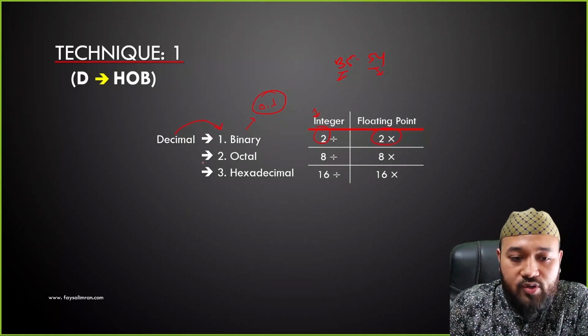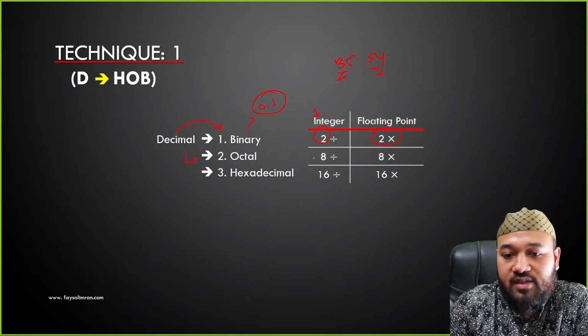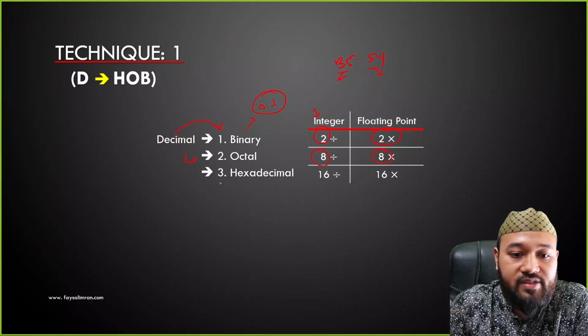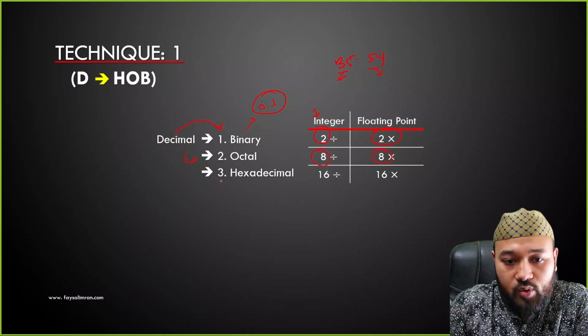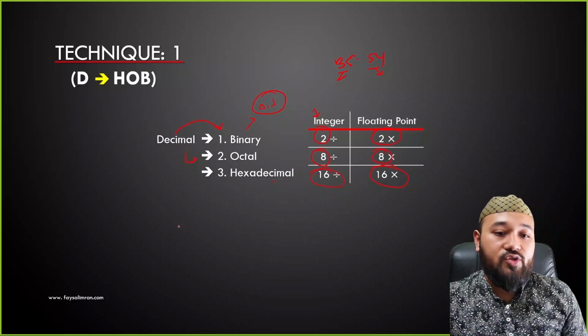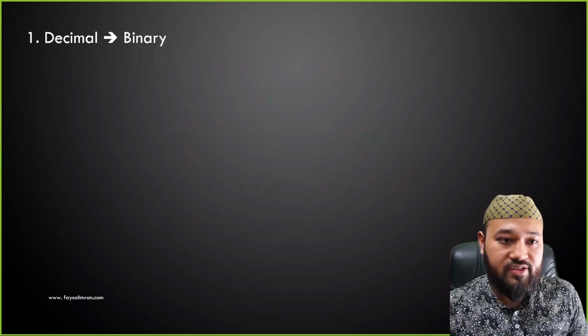Also, when we convert decimal to octal, we have to divide by 8 and multiply the floating part by 8. Also, when we convert to hexadecimal, we have to divide by 16 and multiply by 16 for the floating part. So it will be much easier if we practice math.